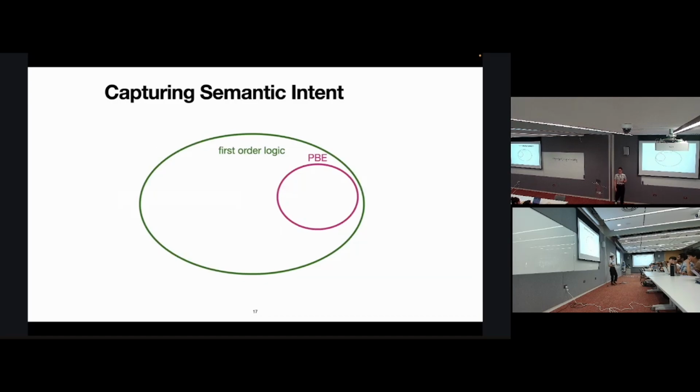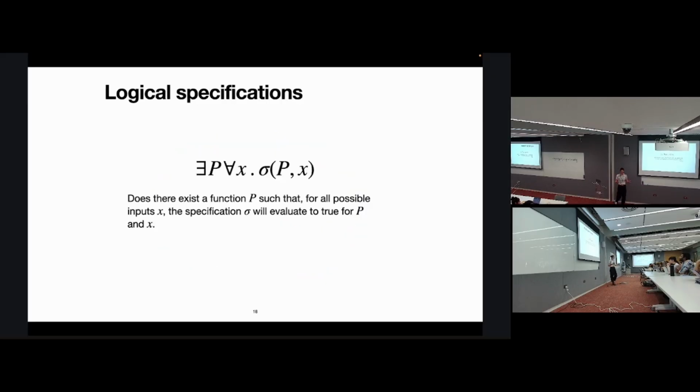Can we do better? If you've tried PBE and PBE isn't working for specifying your programs, the next step up is usually to look at first-order logic specifications. There's a whole world of synthesizers that work on simple first-order logic specs. What that means is we are looking for, does there exist a function P such that for all inputs X, some first-order logic formula holds, and that formula is sigma?